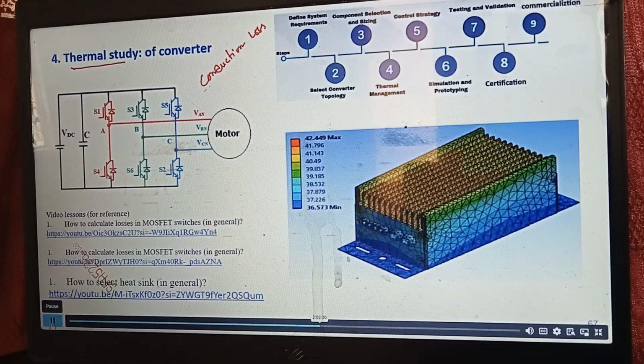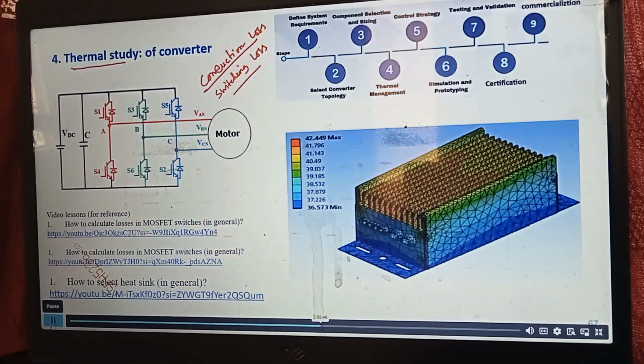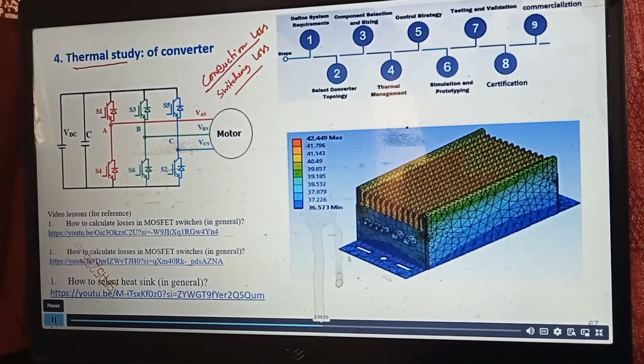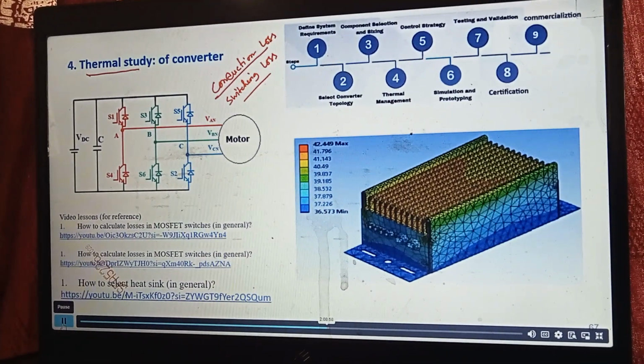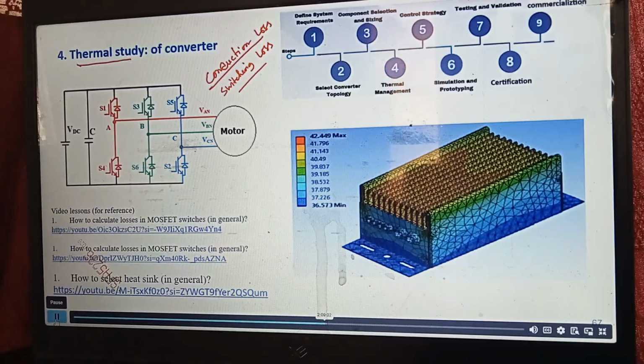Obviously, conduction loss is the loss when the switch is conducting, when it is on, right? And it is carrying some current. And then the second loss will be switching loss, when it is transitioning from on to off or off to on. At that time there will be some losses in the switches. So all this loss eventually generates heat in the switches. So that heat you have to take out from the switches, otherwise it may damage the switch, right?